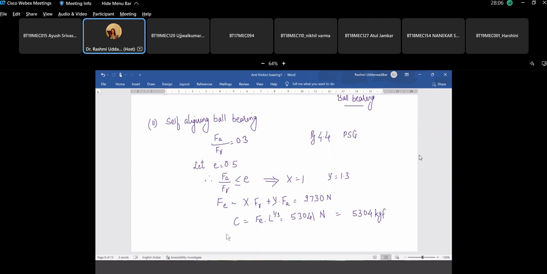Select the bearing for this C, which is a self-aligning bearing. Since we have selected e as 0.5, we should get the bearing between 2200 to 2204. Are we on the right track? For a self-aligning ball bearing with the value of C as 5304, which number of bearing is given in the data book? So choose the next higher value after 5304.